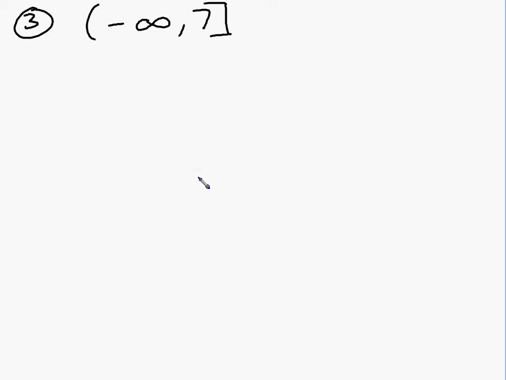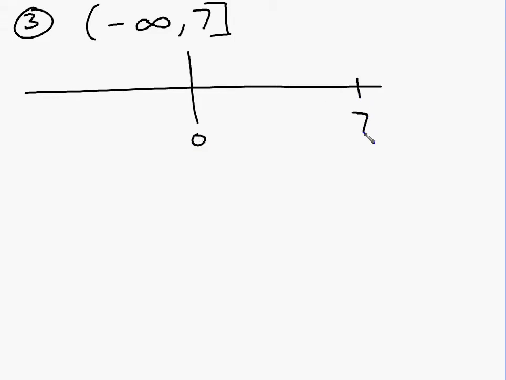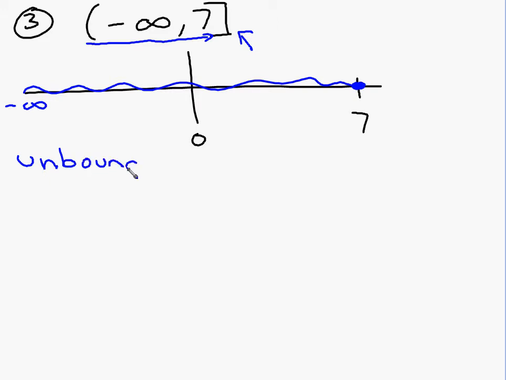When you graph this thing, here's 0, here's 7. This is saying all of the numbers from negative infinity up to 7. So over here is negative infinity. We are going to include 7. So it's all of these numbers right here. Okay? And this one would be unbounded, right? This one's unbounded because it has an infinity in there, so we can never describe that.